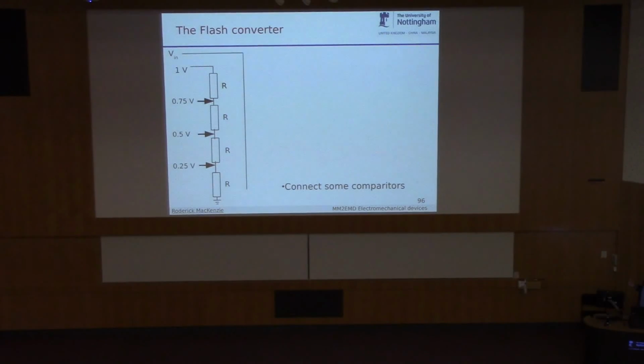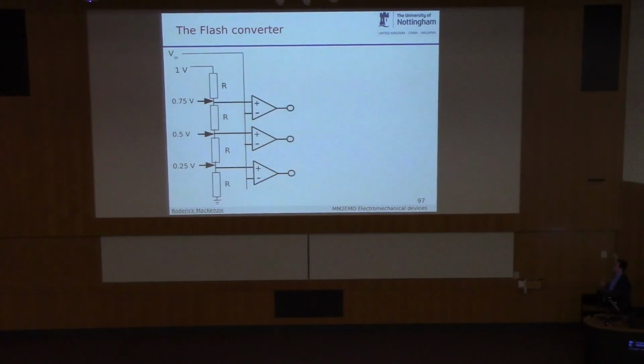Now what we do is we put in a whole series of comparators. So here I've got 3 comparators. At the moment we've got 0 volts on the input. And you can see that 0.25 is bigger than the input, so we get a 0. 0.5 is bigger than the input, so we get a 0. 0.75 is bigger than the input, so we get a 0. Now, what happens when we increase the voltage on the input to say 0.265?